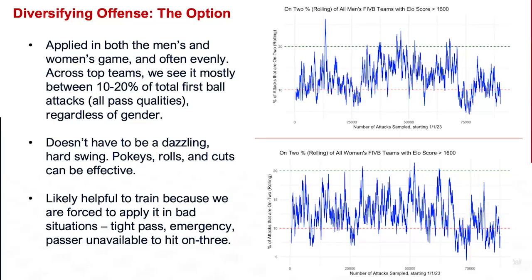And it doesn't have to be dazzling hard swings, like I alluded to before. Pokies and rolls and cuts can all be effective. So even younger athletes who aren't at the age where they're totally smashing balls and soaring above the net, that's okay. And even if you're a defender and a player who is not a huge net presence, you can still be an effective on-two attacker with other attacking options.